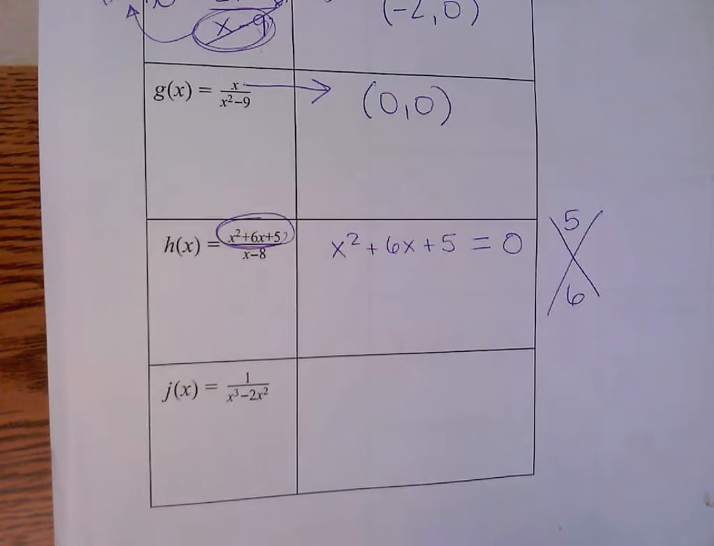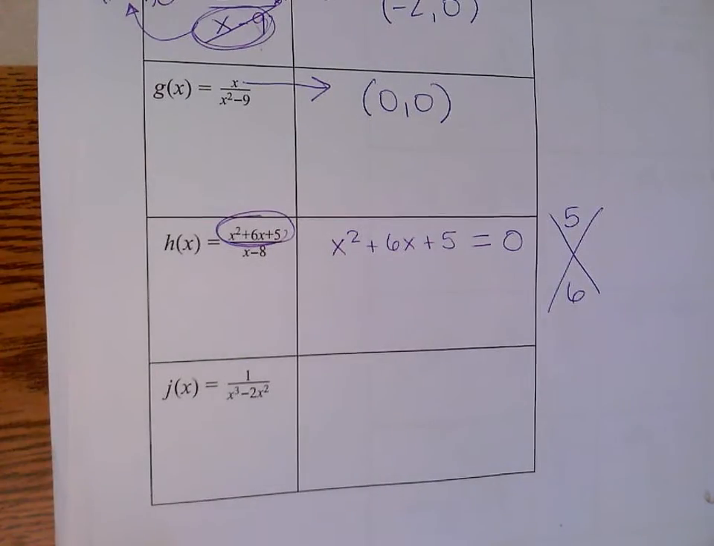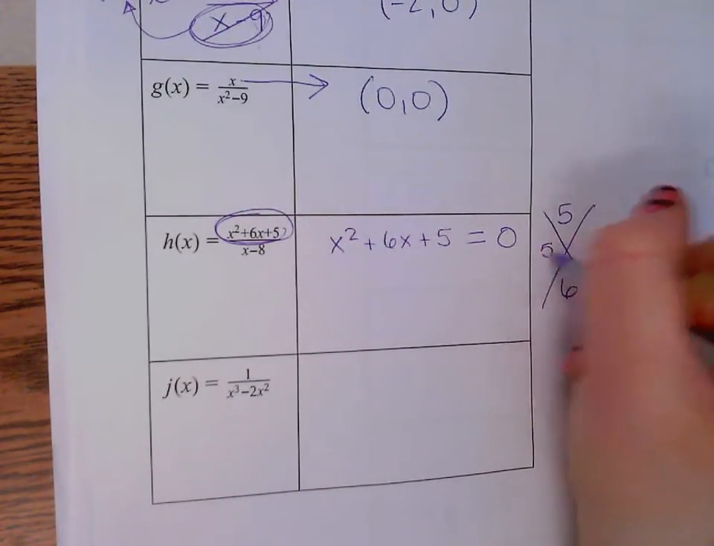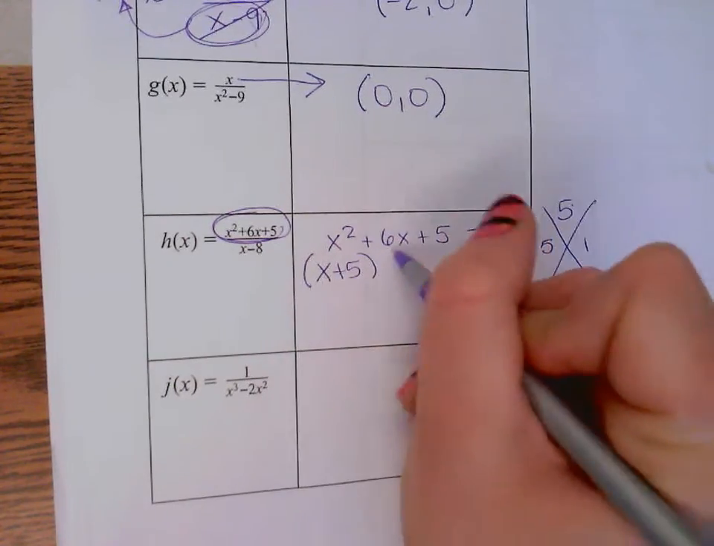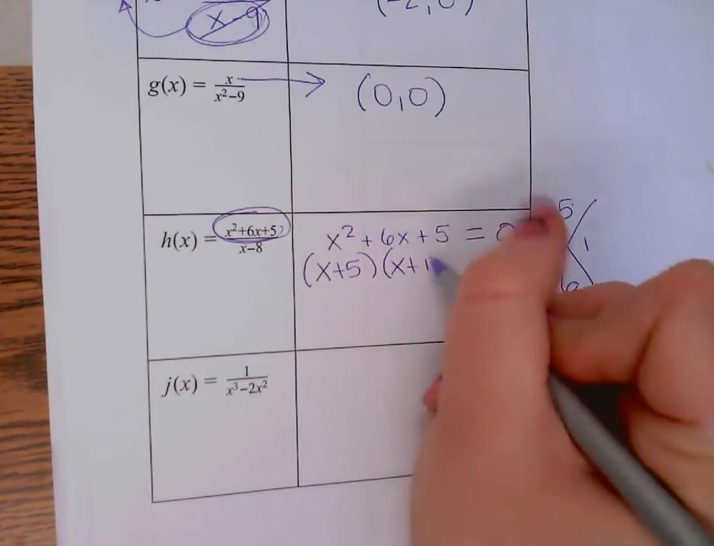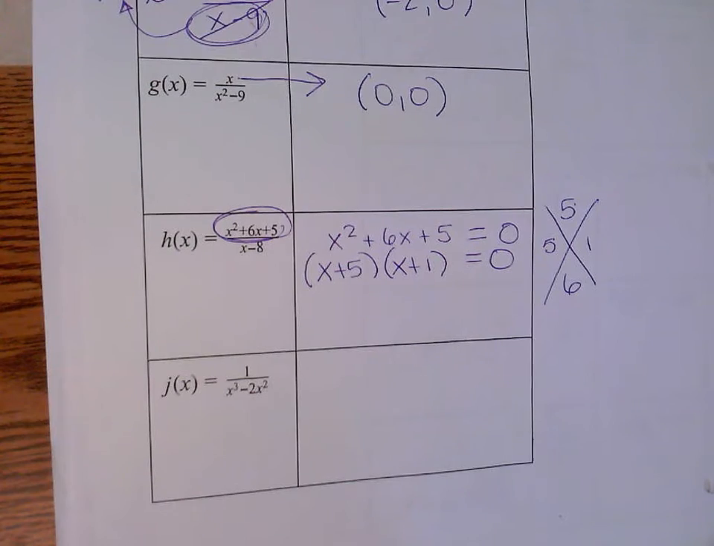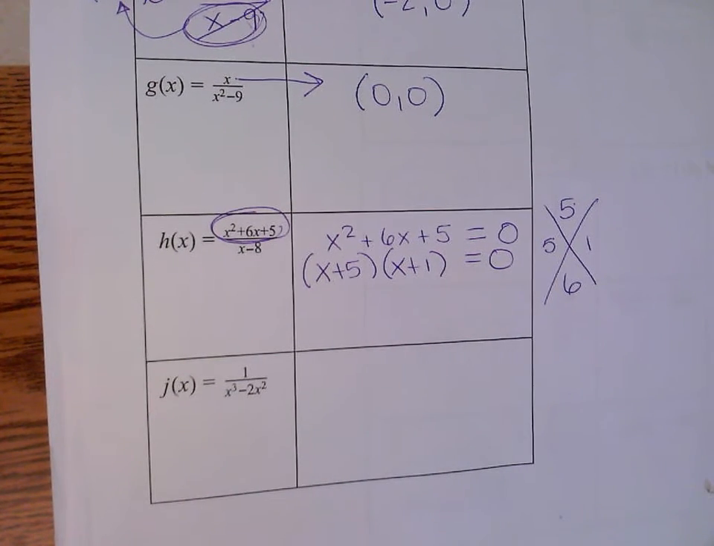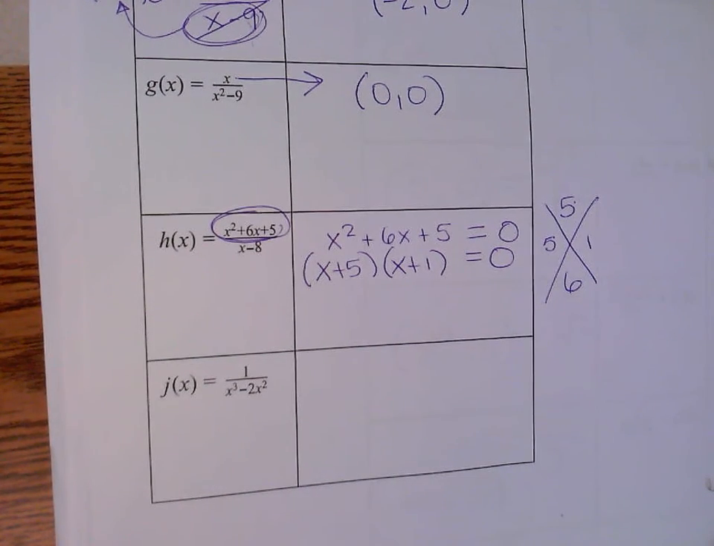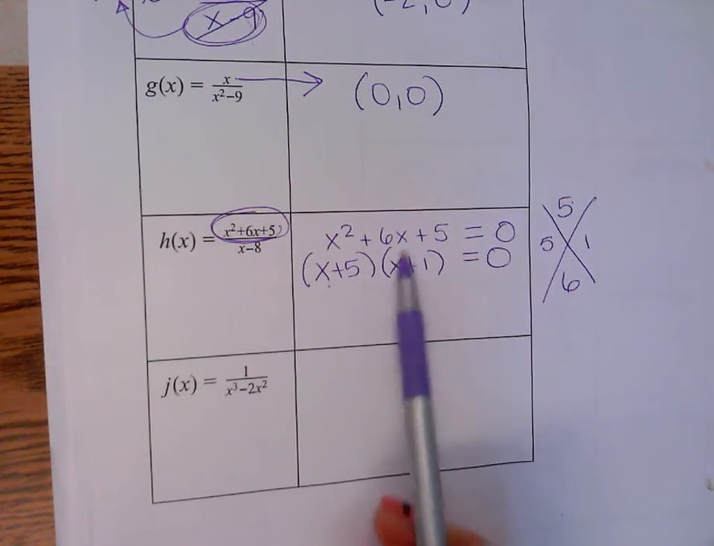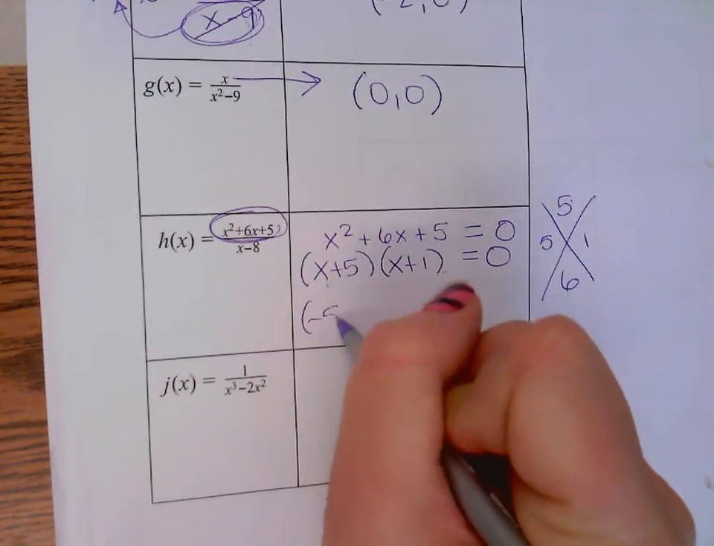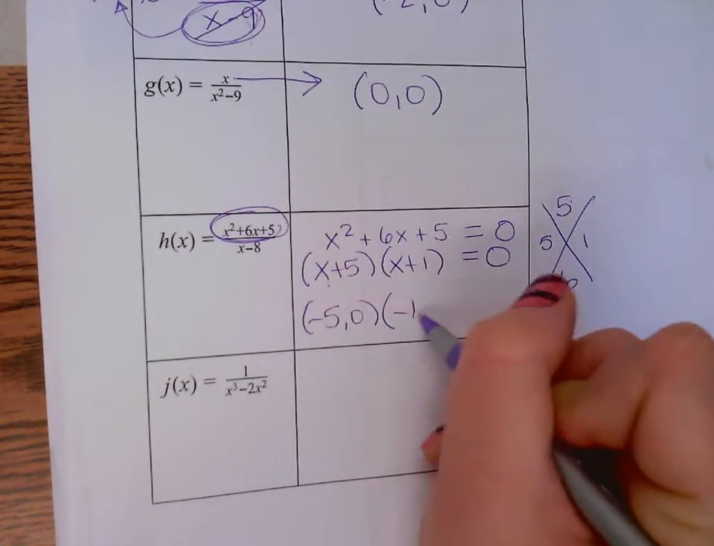Right, you want the factors of 5. You were thinking of the factors of 6. So 5 times 1 is 5. So this factors into (x + 5)(x + 1) = 0. What are my two solutions? So what are my two x-intercepts? -5 and -1. So I have two x-intercepts, -5 and -1.